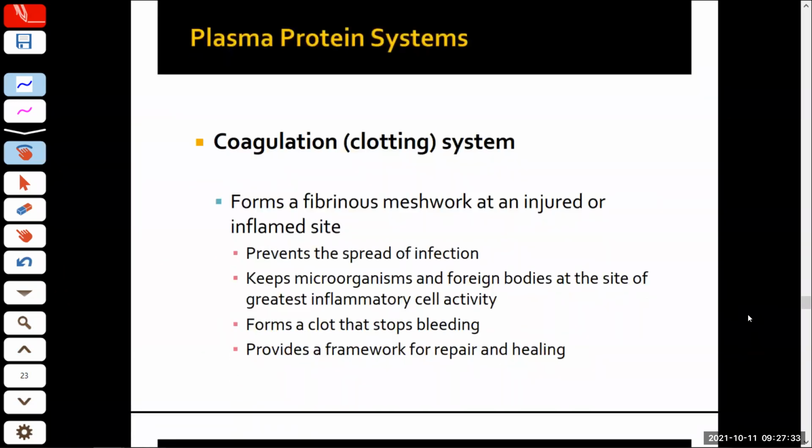Now, your coagulation, clotting, we will talk about this more so in exam 4. All we need to know about it is it helps you stop bleeding. Good. That's all you need to worry about. We'll talk about it more in depth later.